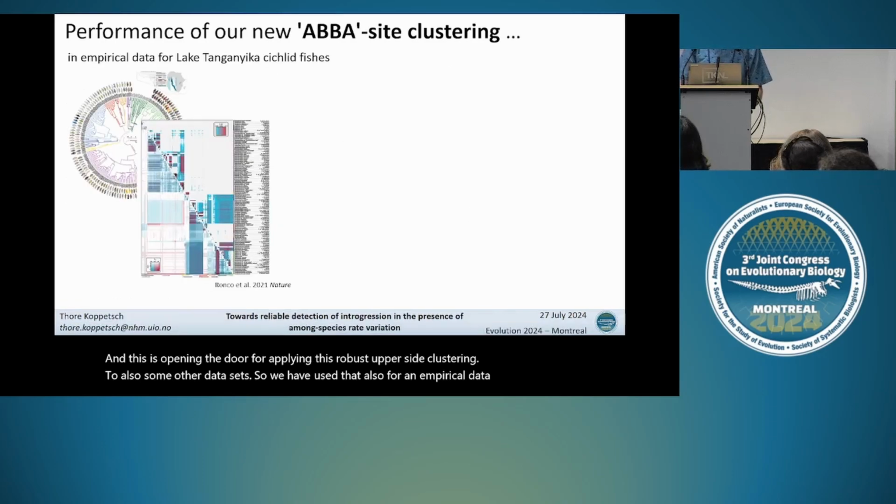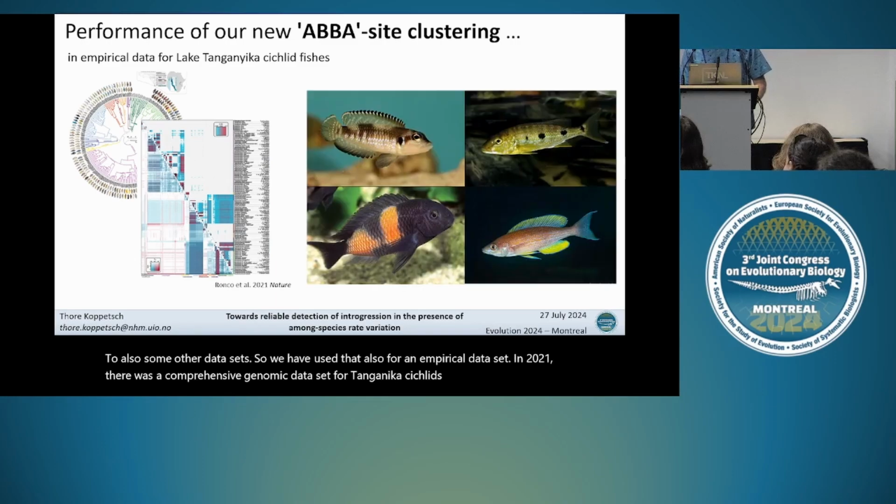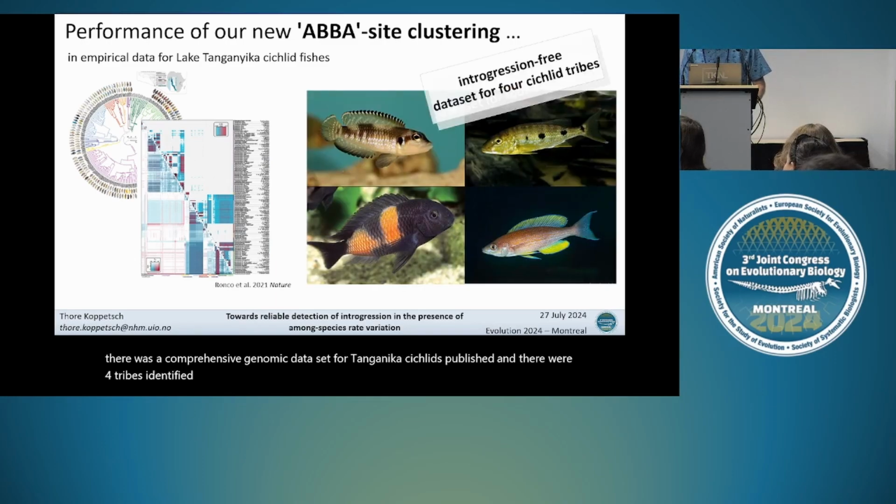In 2021, there was a comprehensive genomic data set for Tanganyika cichlids published, and there were 4 tribes identified that should be completely introgression-free. So there should be no genetic exchange between these cichlid tribes at all, as indicated by that study.